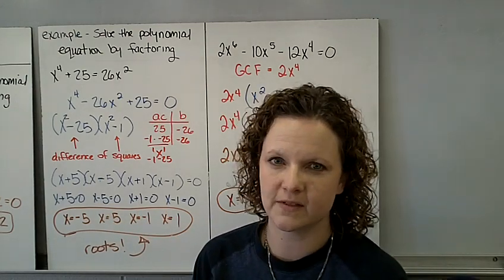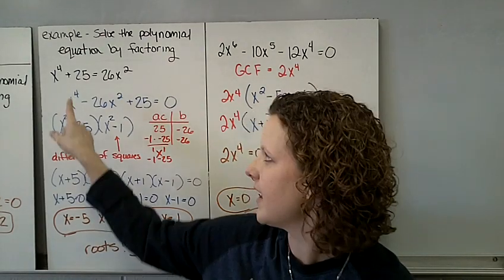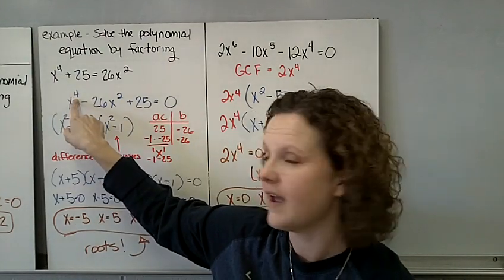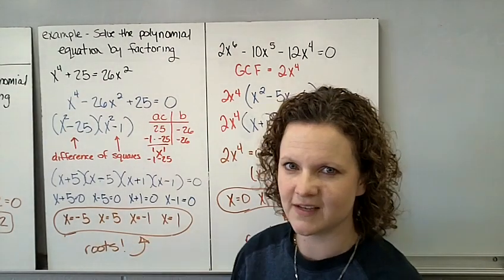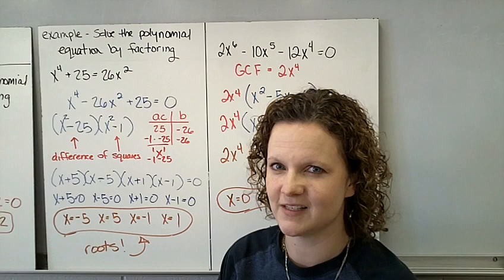So I have 4 roots. And I'm going to point out to you that our problem starts out with x to the 4th, that's our degree, and we have 4 roots as an answer. That's not a coincidence. It's very important.